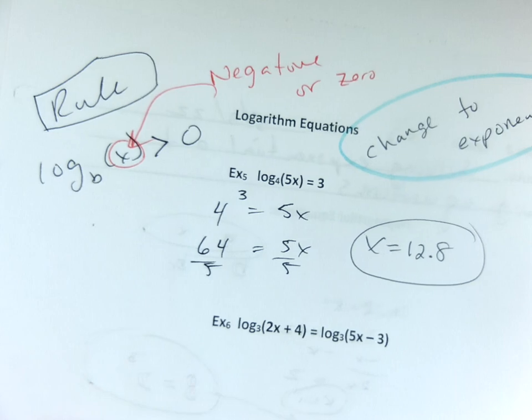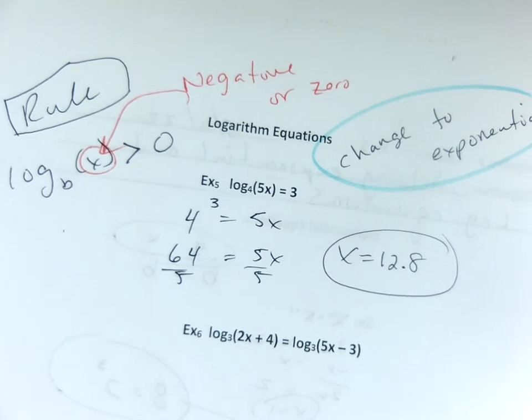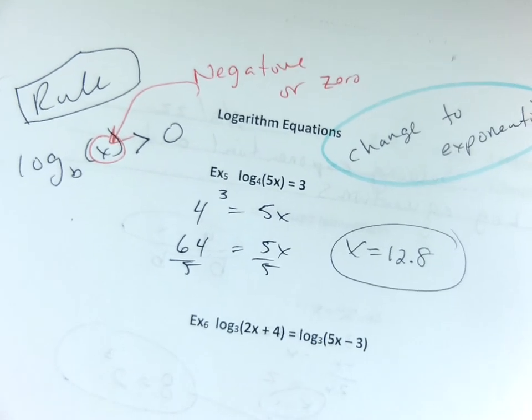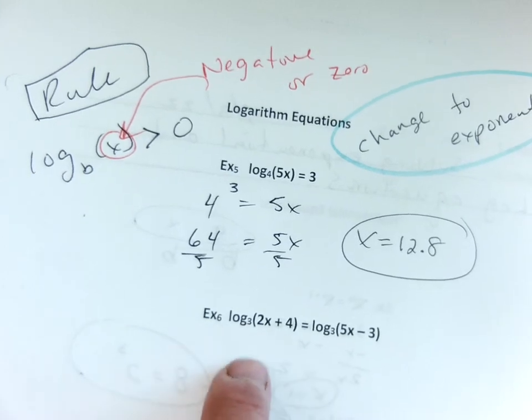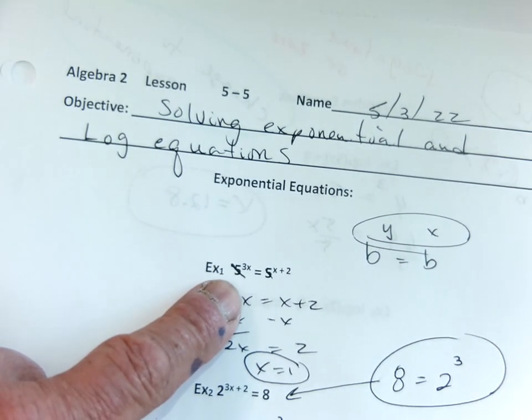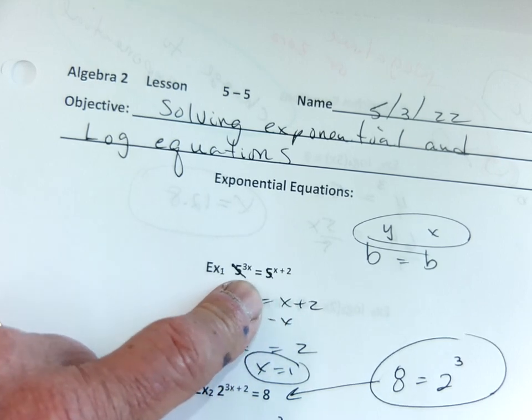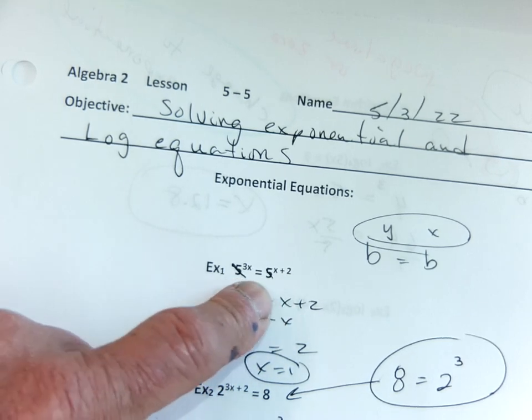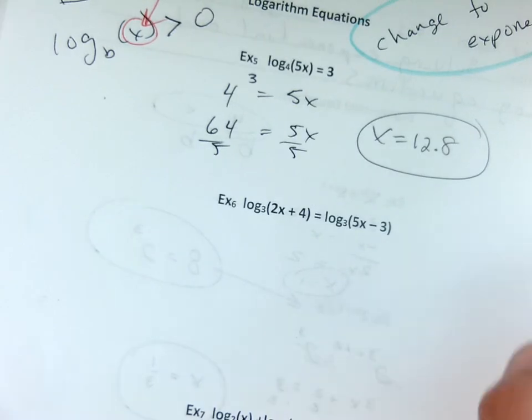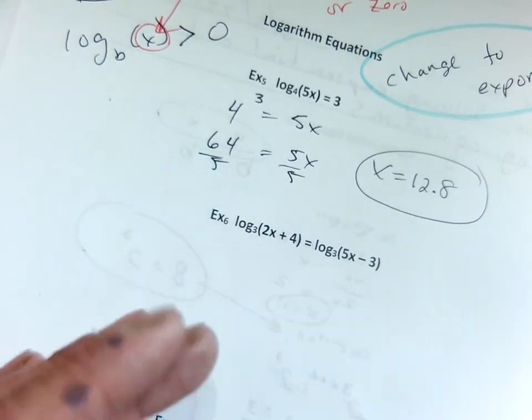Okay, so example 3. So example 3 is a lot like, let me flip, or example 6, I'm sorry. Example 6 is a lot like example 1. If the bases are the same, we can get rid of it, right? See, the base is the same? So the same thing here. Log base 3, log base 3.